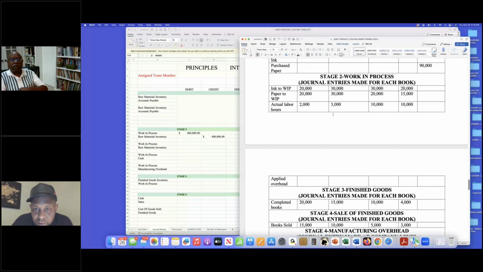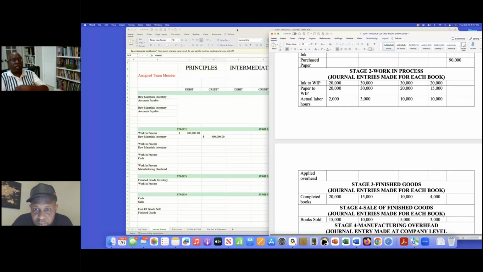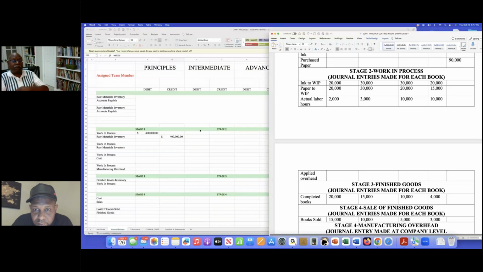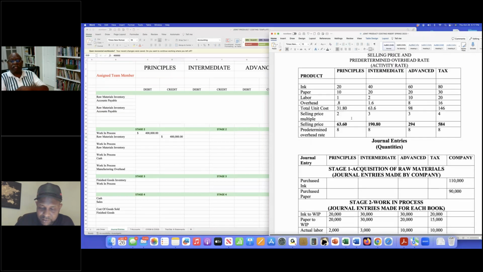So y'all can tell me how much goes in y'all's book in the journal entry. You just have to give me a dollar amount. How much ink is intermediate going to use? Where did you get the 400,000 from? I took the 20,000 and multiplied by 20, because that's what the ink was selling at, $20 each.